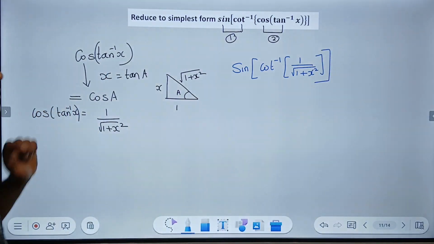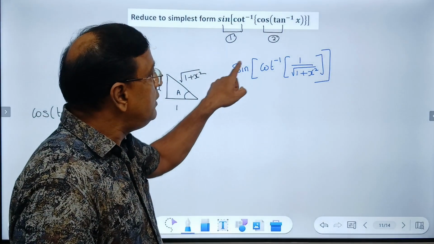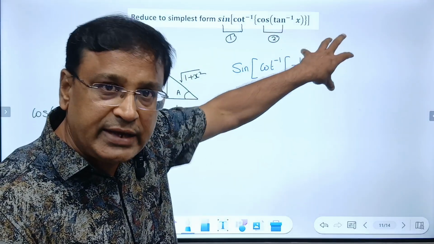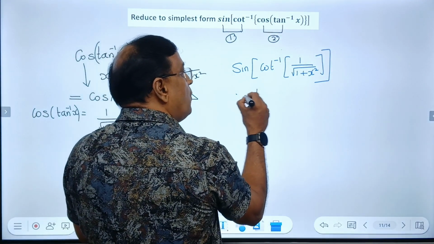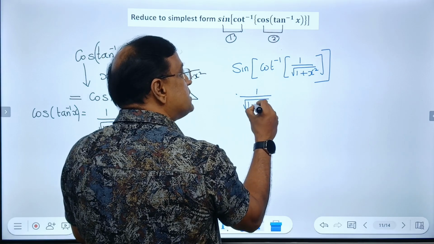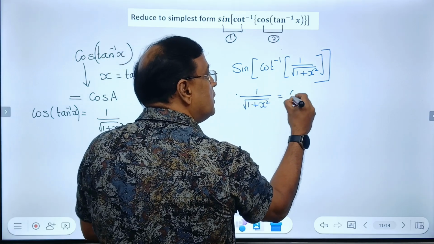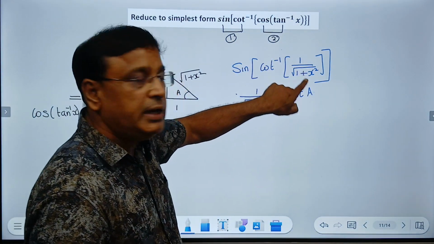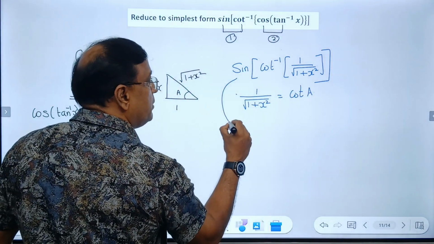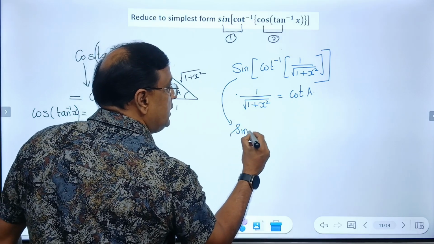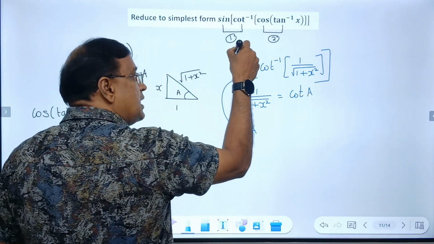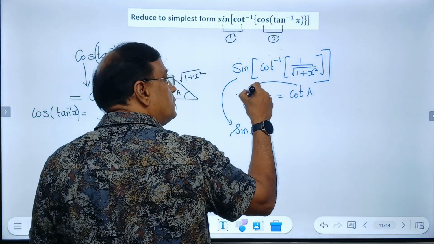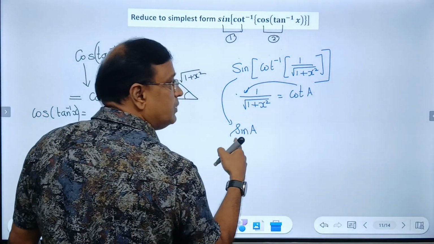You already got it. Now as I told you, it is sine inverse of cot x. This entire thing should be looked at as x. So I will take 1 by root of 1 plus x square as cot A. So that cot inverse of cot A will be A. So this term will become sine A. Why sine A? Sine of cot inverse of this. See, cot inverse of root of 1 plus x square will be A. So it is sine A.